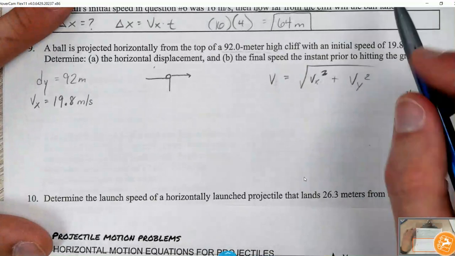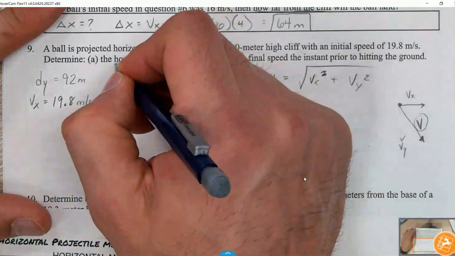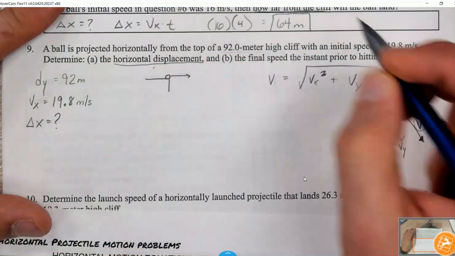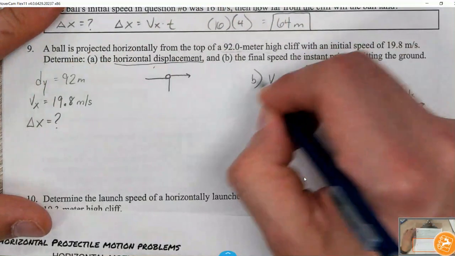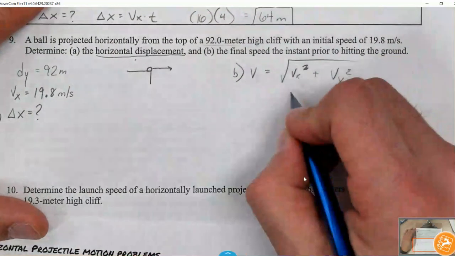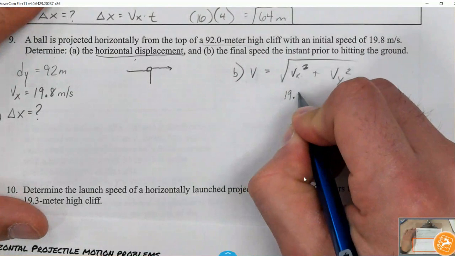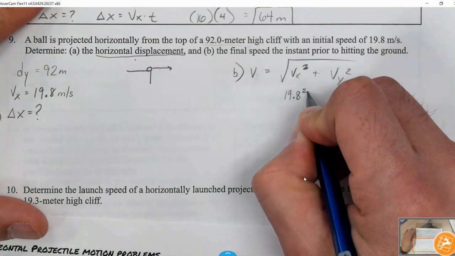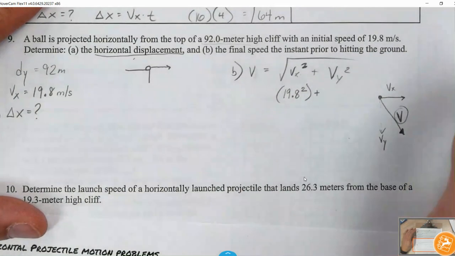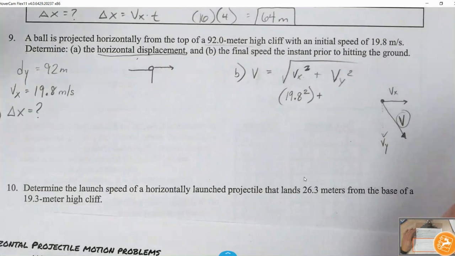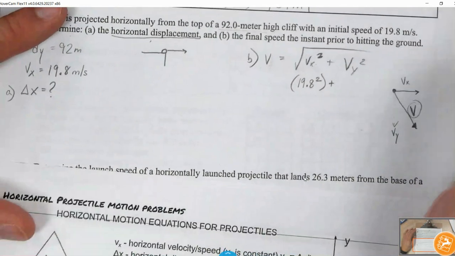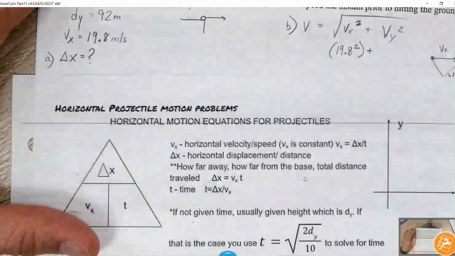Okay. What do they want? They want horizontal displacement, which is delta x, and then they want the final speed. Well, guess what? I already have Vx. So I'm going to need to find Vy as well, technically.